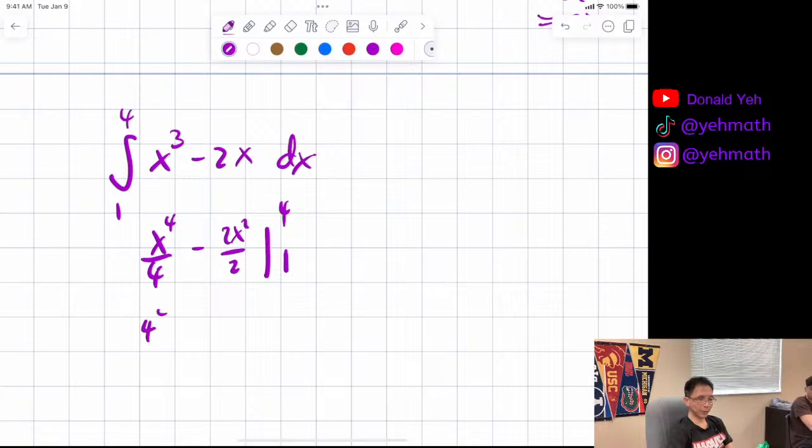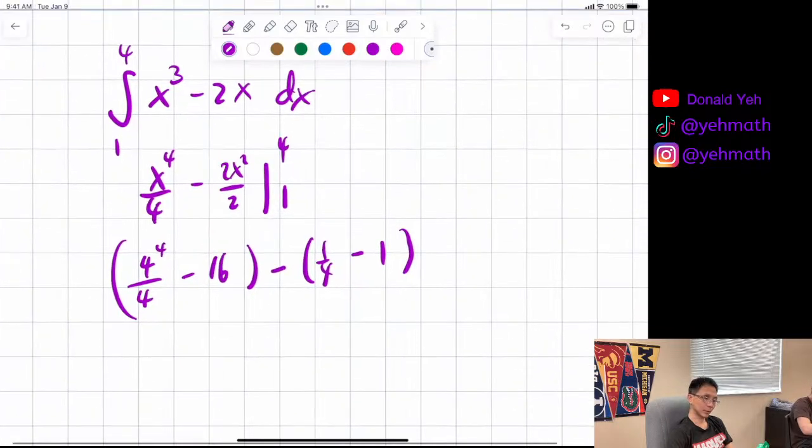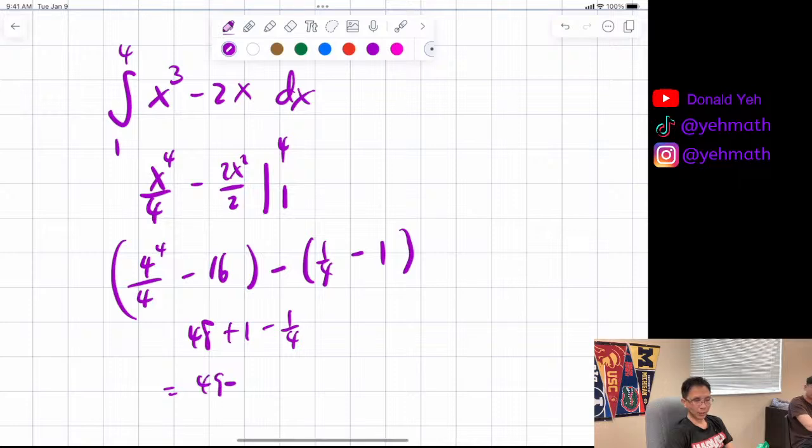So 4 to the 4th divided by 4 minus 4 squared is 16, minus 1 over 4, minus 1. So this one is 256 divided by 4 is 64. 64 minus 16 is 48. Plus 1 minus 1 over 4. So be 49 minus 1 over 4. 48 and 3/4.